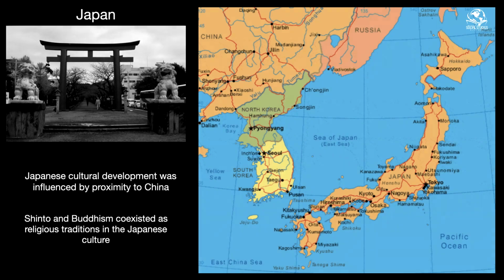Switching your focus over to the left of the picture, that is called a torii. It is a Shinto shrine, and Japan is very much influenced by its proximity to China. So proximity is another vocabulary word. Proximity means close. So Shinto and Buddhism coexisted as religious traditions in the Japanese culture. So that's kind of strange to have 2 different religions work together. Like you can't have someone being Jewish and Muslim at the same time, or Christian and Jewish at the same time, because there are certain conflicts between the 2 religious beliefs. But Shinto and Buddhism coexist, they go together. So that's something we're going to be talking about here in a few minutes.